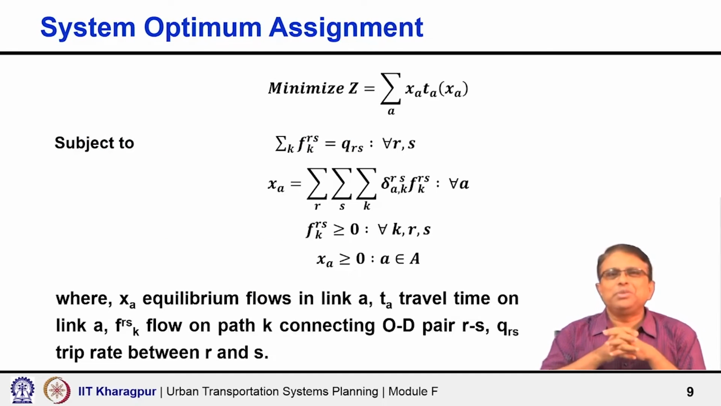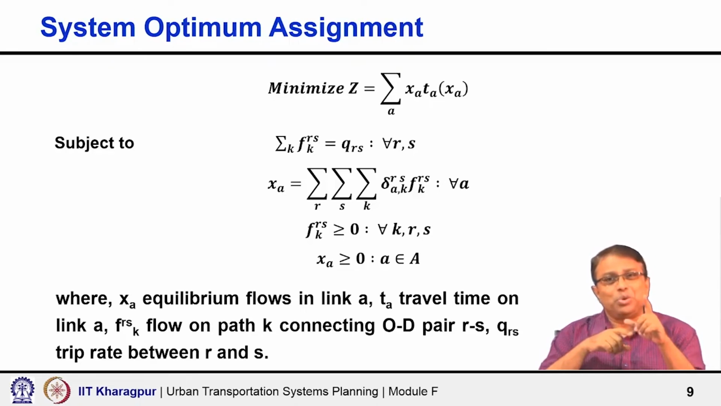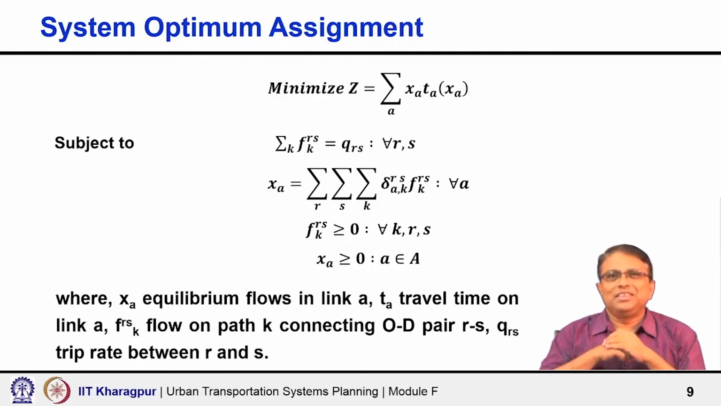So, what will be the mathematical formulation? Mathematical formulation is simple, but carefully observe why the solution is different, because what you are trying to optimize, your objective function is very different. There what you are trying to optimize, the area under this curve, here something different. What we are saying here, the aggregate travel time is minimum.